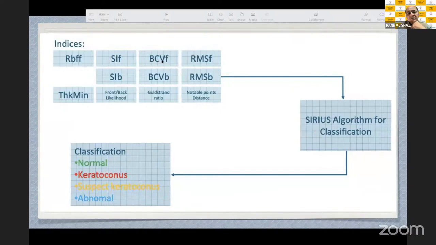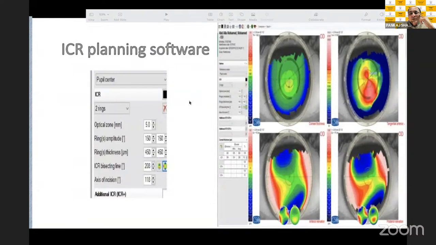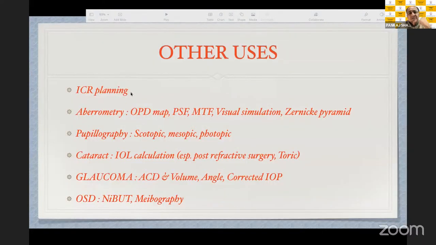The BCV is named after three scientists, some Italian scientist, Bellucci, I don't know, I've forgotten, but they have discontinued this index. RMS, the root mean square, symmetry index, thickness, everything goes into the algorithm, and it comes out with either normal, keratoconus, suspect, or abnormal. And now they've added myopic post-op also. You can also plan intacts, the corneal rings for keratoconus. It will give you exactly which axis and what diameter you have to implant those rings to get flattening of the cone. Then there are many other uses of Sirius.